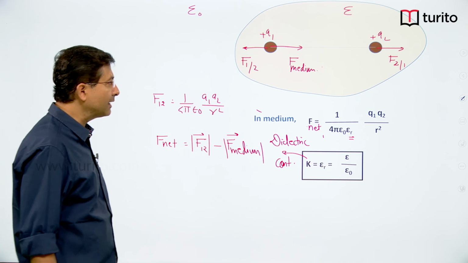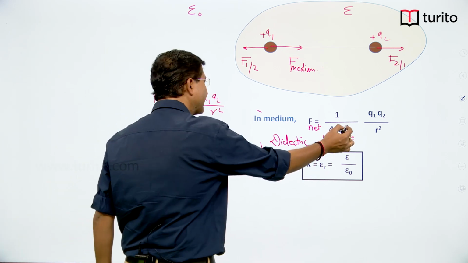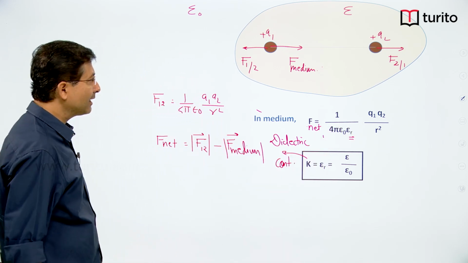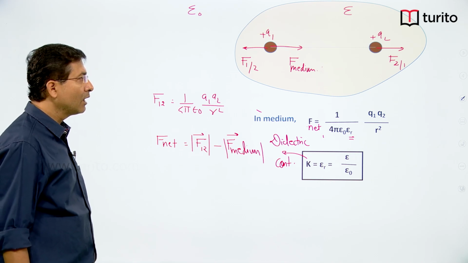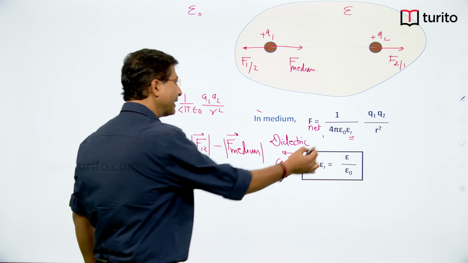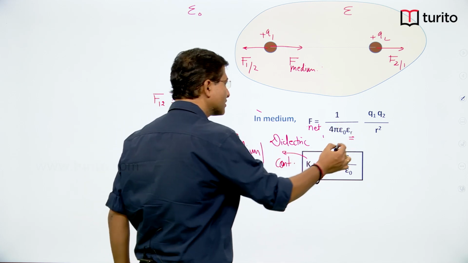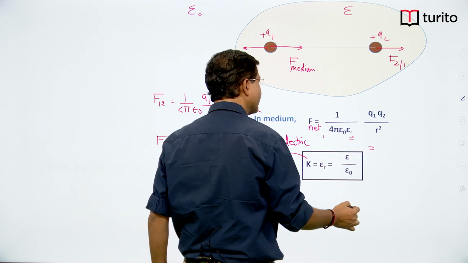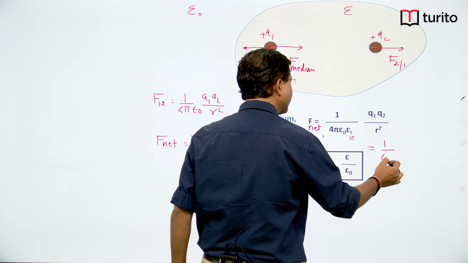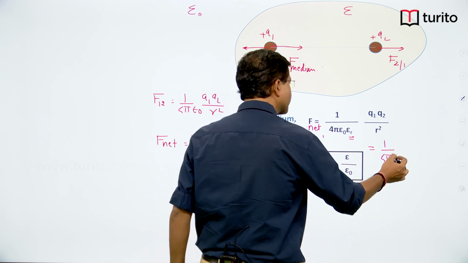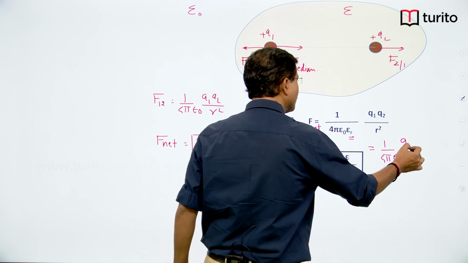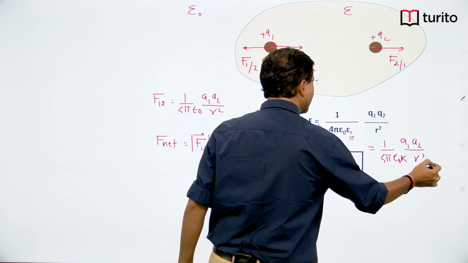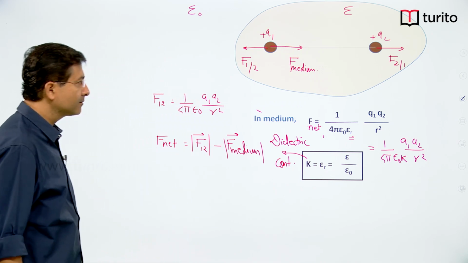So instead of writing this one as F = qE, I can also write this expression as 1 upon 4 pi epsilon naught q1 q2 divided by r square k. So this can also be written as 1 upon 4 pi epsilon naught k, in terms of dielectric constant, q1 q2 divided by r square, right.